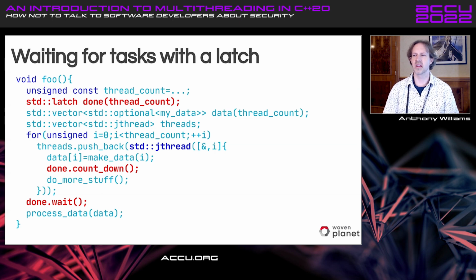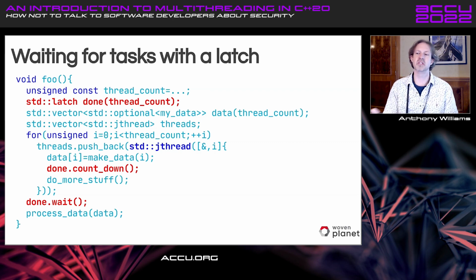So if you look at it in some code, you have a function, it has some thread count. We create our latch to say when we're done. We're going to create some data to go with each thread. So we have a vector of optional data, because we haven't got any data yet, and we have one entry for each thread. Then we have our vector of JThreads, and we're going to create our threads. We're going to create our JThread. By default, we're going to capture by reference so that we can access this data vector, but we're also going to pass i by value. Again, we don't want dangling references to our loop counter.